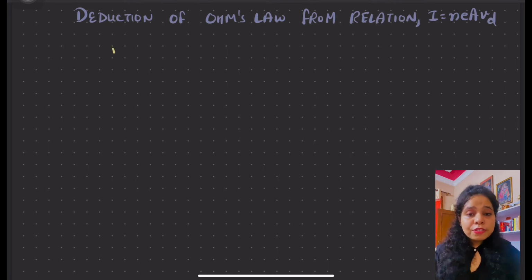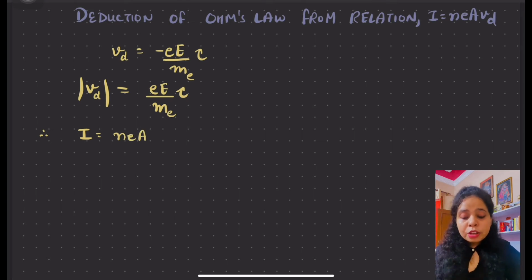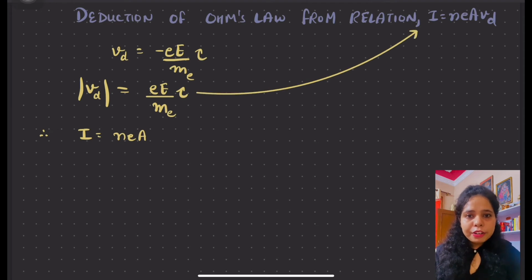The first step is that we can substitute the value of drift velocity. In the previous article we learned that Vd = -eE/m times relaxation time. In terms of magnitude, Vd = eE divided by m times relaxation time, where m is the mass of the electron, therefore we put the subscript e. Now we will use this value of drift velocity in the relation I = neAVd. So I have written I = neA, and instead of Vd I put the value eE upon me into relaxation time.